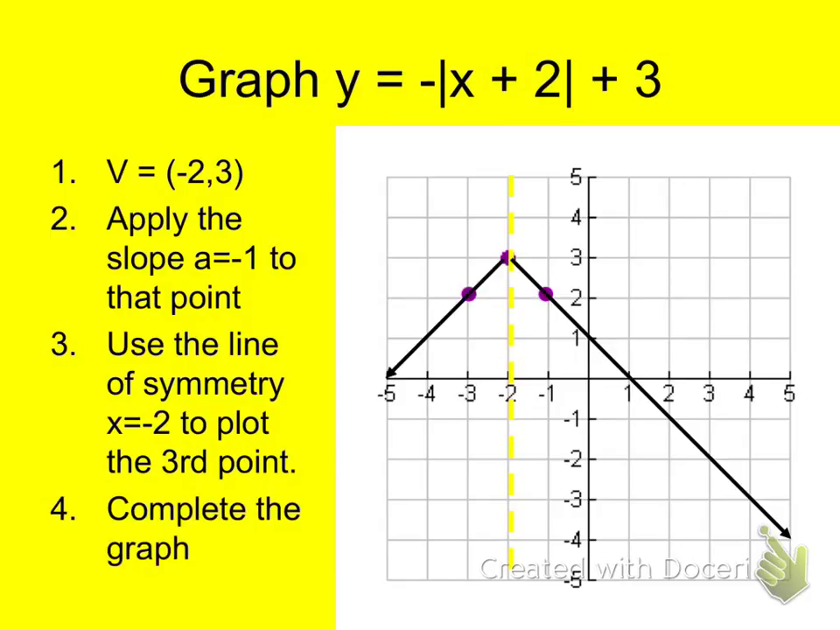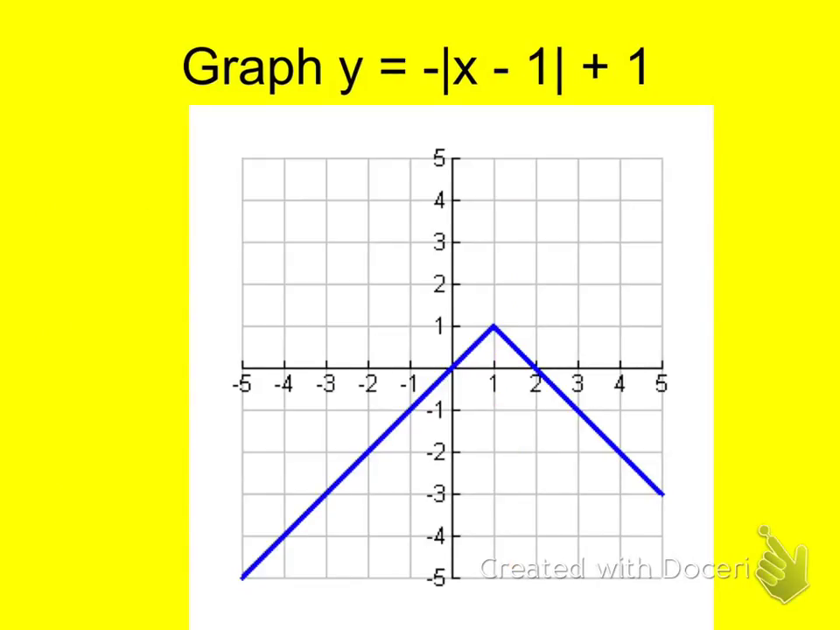And then complete your graph. Here we have a student that tried it. How do you think they did? Well, let's check. Did they change the sign and identify the vertex correctly? They did. That is 1, 1.